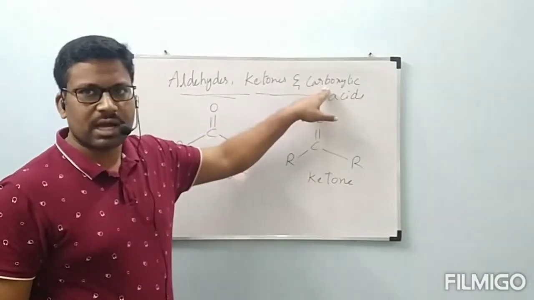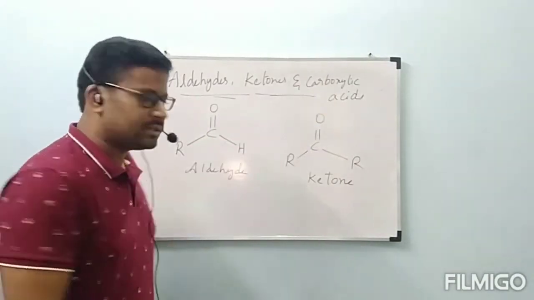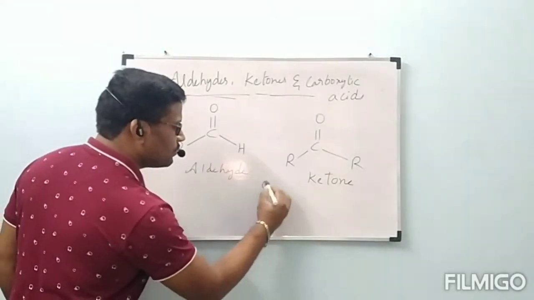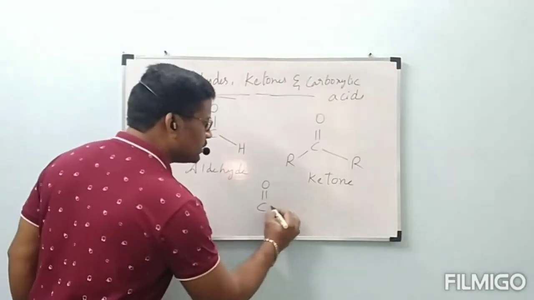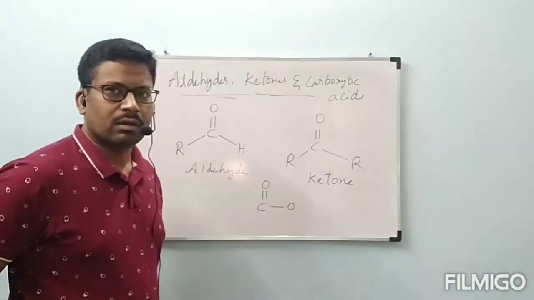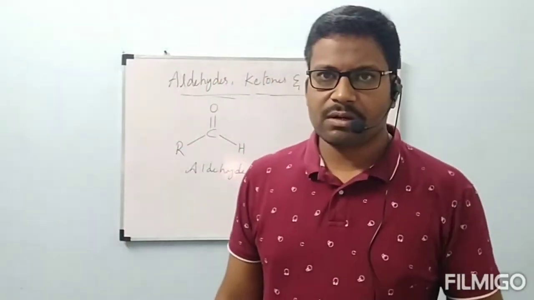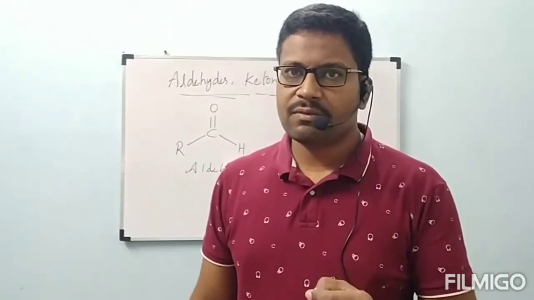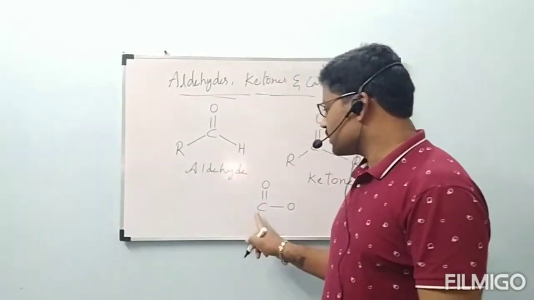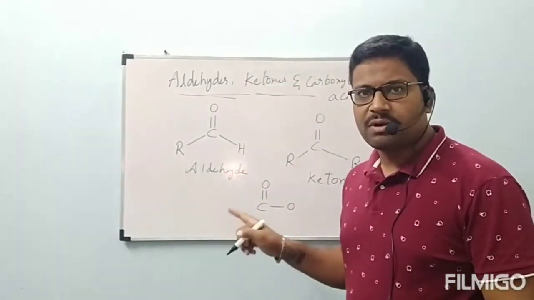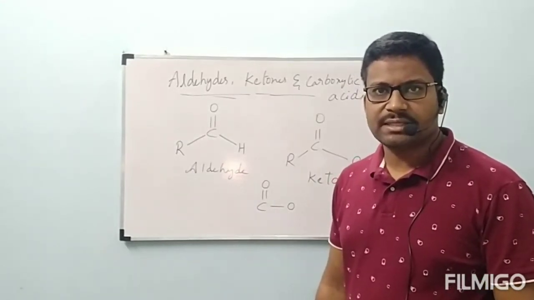Next, what about these carboxylic acids? Carboxylic acids also contain carbonyl carbon, that is C double bond O, in which that C double bond O must be bonded to oxygen. The compounds which contain carbonyl carbon, C double bond O, bonded to oxygen, are called carboxylic acids or carboxylic acid derivatives.